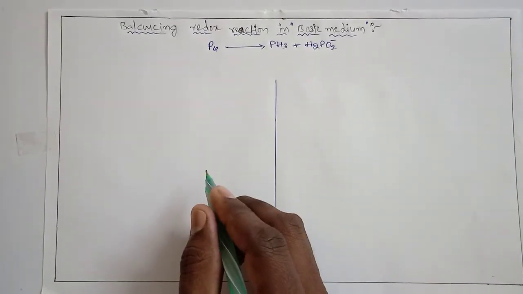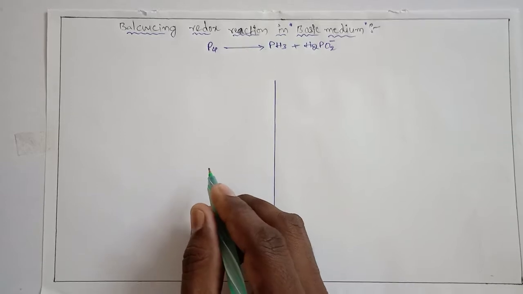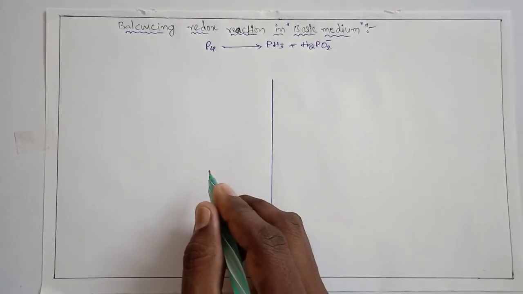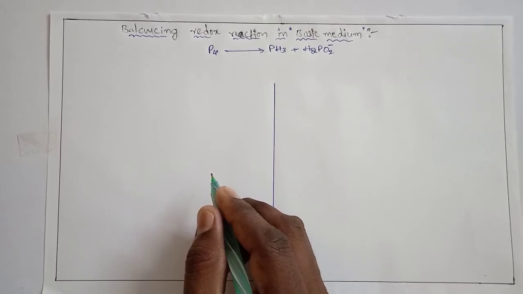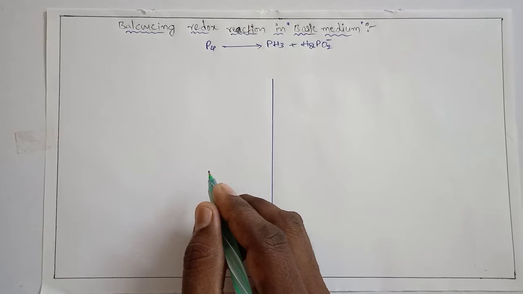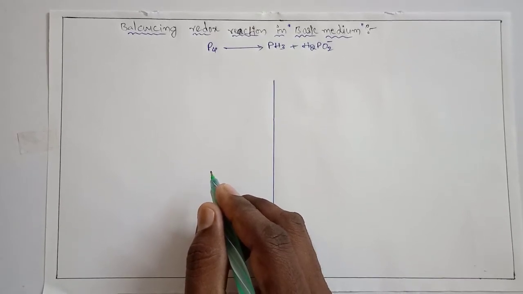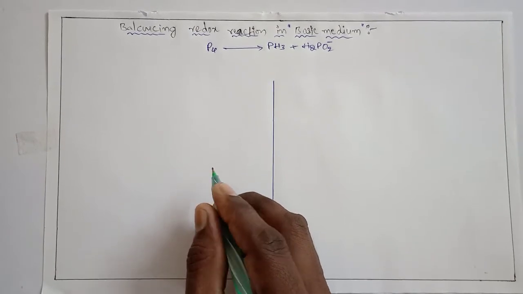Okay, first, what are the steps? First we have to split the reaction into two half-cell reactions. One is the reduction half-cell reaction, the other is the oxidation half-cell reaction. To split the reaction, or to identify the oxidation and reduction reactions, we have to identify the oxidation numbers of the central atoms of molecules or ions.